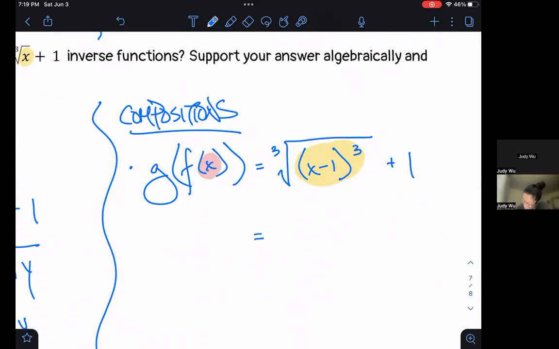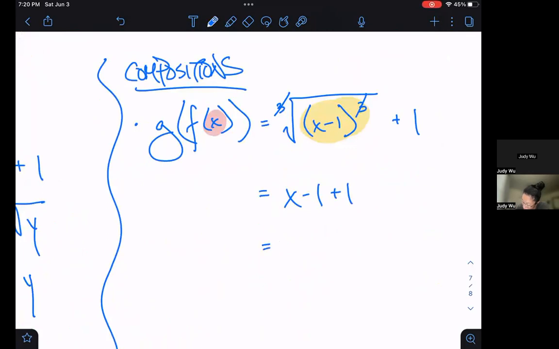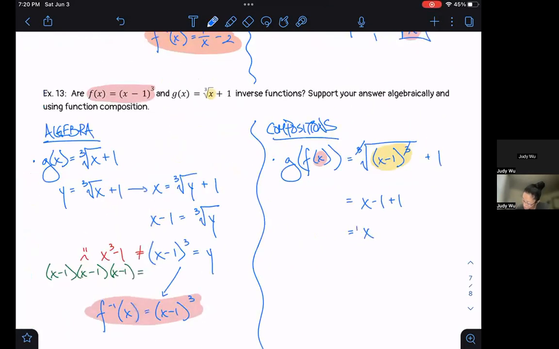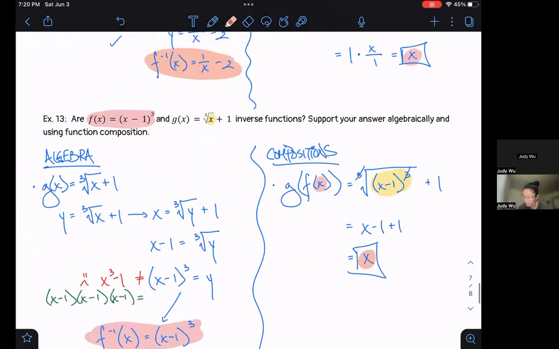All right. Turns out a cube root and a cube, those undo each other. So I get x minus 1 plus 1. And we know minus 1 plus 1 is 0. So I end up with x. Right? And that is exactly what I want to end up with. I put in x, I get out x.